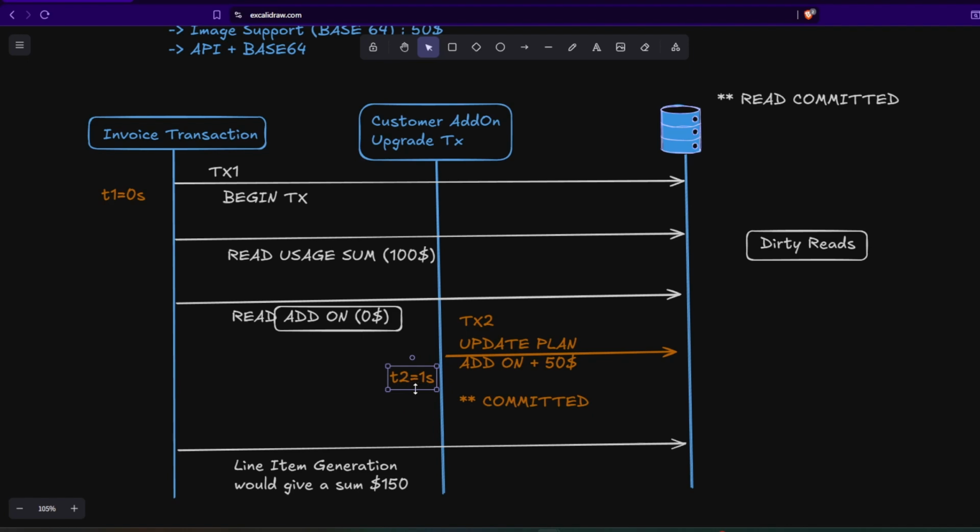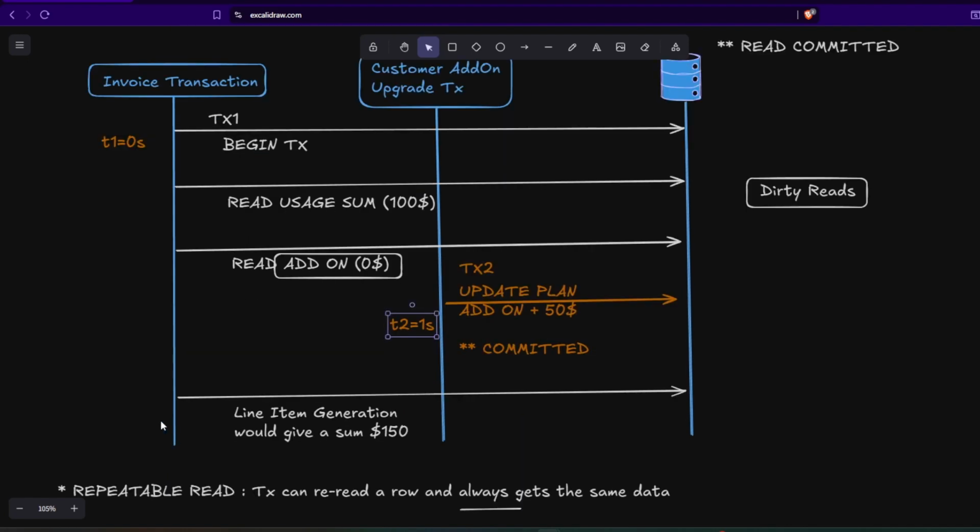Generally it is under milliseconds, because all these transactions are fast. So in the meantime, when your final report or the line items are getting generated, during those 2 seconds, you will see the line items being generated with the add-on of $50. Initially, in your first read, the usage sum was 100 and your add-on was $0. Now with $50 more, your item total becomes 150. But what was the actual sum you gave? The actual sum you gave was $100.